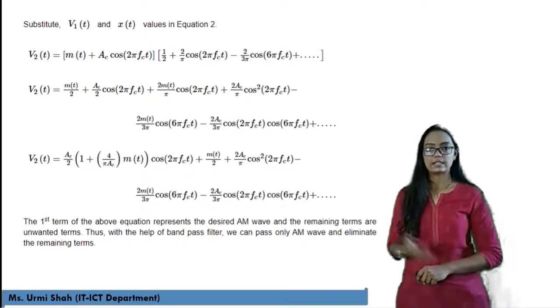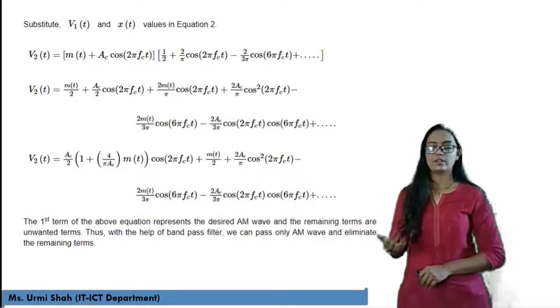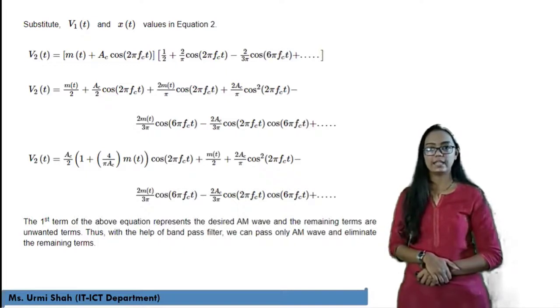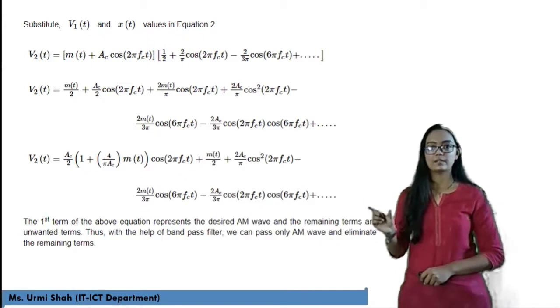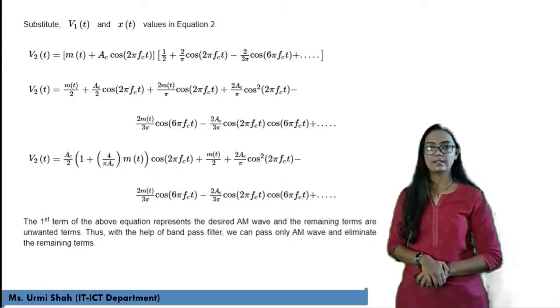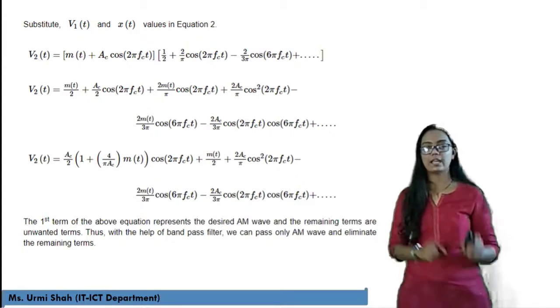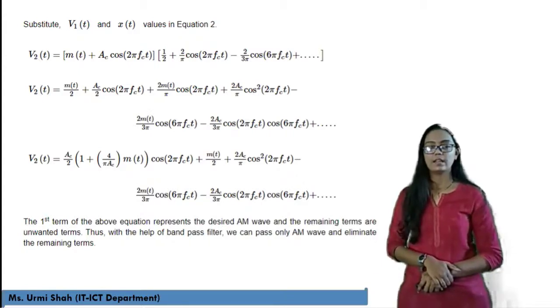The first term we will consider over here will be our desired amplitude modulated signal equation, and the remaining terms we will be neglecting as they are higher order terms. So only the first term we will take, that is Ac by 2 multiplied by 1 plus the factor multiplied by m(t), multiplied by cos 2 pi fct. The factor again over here is the sensitivity factor, which is in terms of pi and Ac. So the first term is exactly matching with the amplitude modulated wave signal equation.